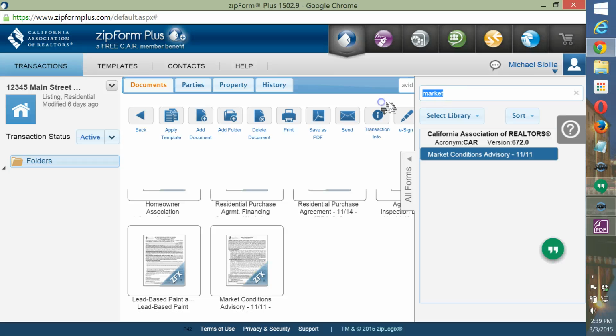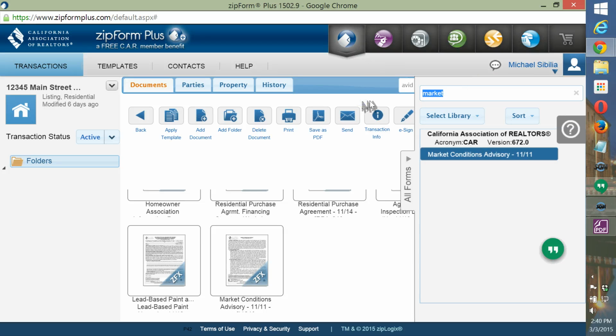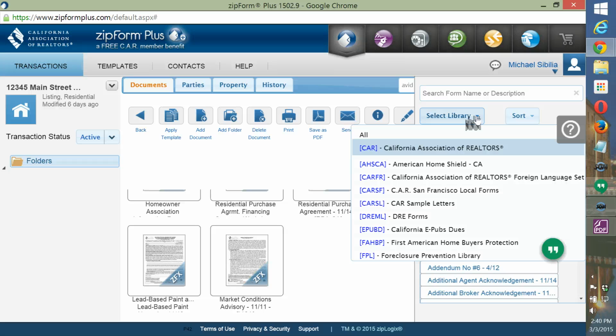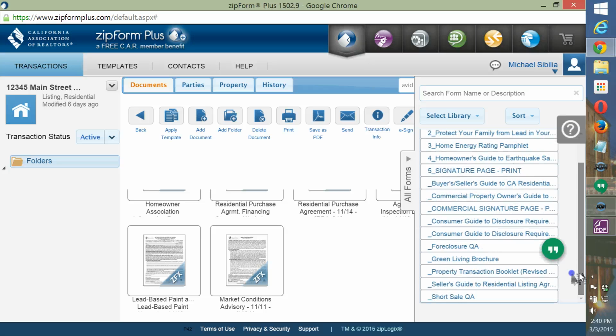If you go over here to where the forms are, and you open them up, and you click on Select Library, one of them is California EPUBs. And if you click on EPUBs, you're going to see your environmental hazards, protect your family from lead, home energy rating, homeowner's guide to earthquake safety, signature page to print. There's a buyer-seller's guide to the California Residential Purchase Agreement. There's a commercial property one, a consumer's guide to disclosure requirements for buyers. I don't even know what that's about. A green living brochure and property transaction booklet and a guide to residential. There's a whole bunch of stuff.